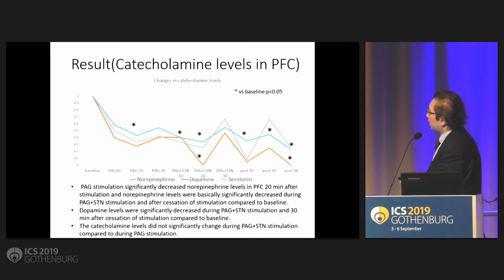baseline. And dopamine levels are also significantly decreased during PAG plus STN stimulation. So catecholamine levels did not significantly change during PAG plus STN stimulation compared to during PAG stimulation. Also, I'm sorry, this figure is not shown in this statement.